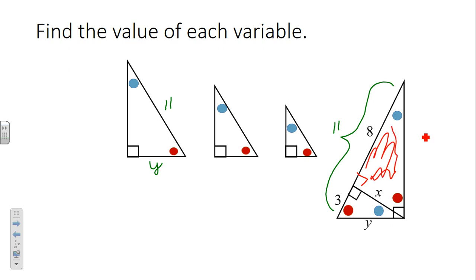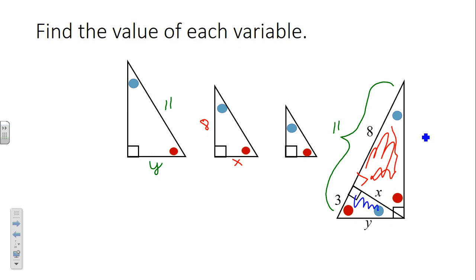8 is not the hypotenuse, right? It's the longer leg. X is the short leg, and we don't know the hypotenuse. Okay? Now let's look at the little itty bitty triangle. Okay? Itty bitty triangle is this one.